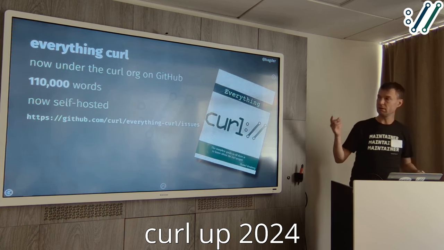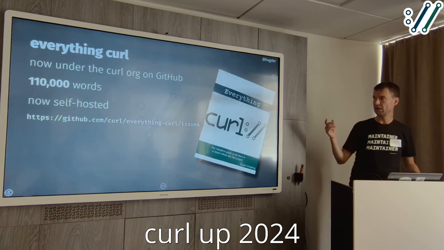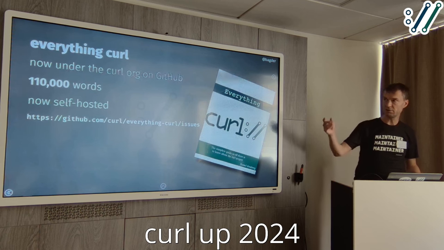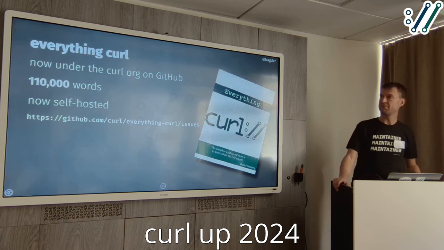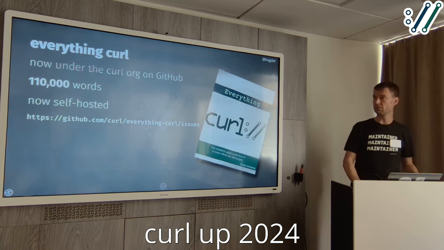Right, and if you have any, there are a few open issues. There is content that we still don't include in the book, but the book is actually pretty complete in that it covers most of everything curl can do. At 110,000 words, that's 500 pages when you make a PDF out of it, 540 or something. It's a lot of content.